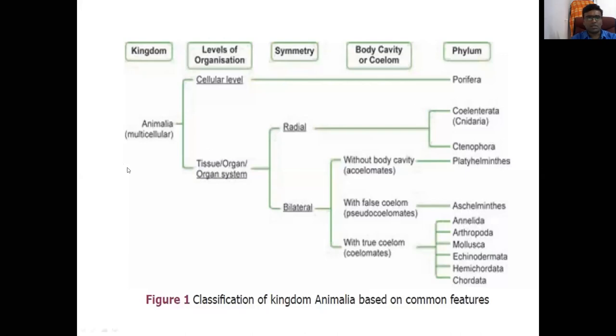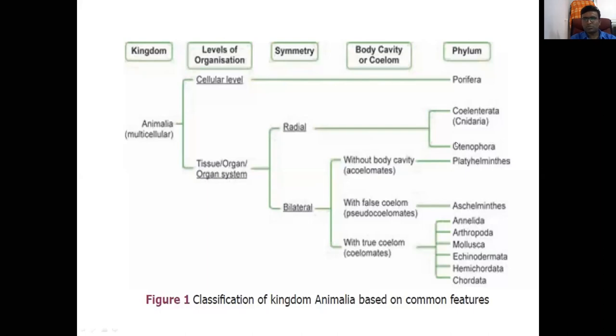So poriferans. And then the next grade of organization is either tissue grade, organ grade, or organ system grade of organization, right? Now this further organization that we have seen has been further divided into 2 types. Number one, the radial symmetry and the bilateral symmetry. So what is symmetry? The basic terminology that you should know, symmetry is the arrangement of organs around an imaginary axis. So what kind of arrangement we can see in each animal, that is what is called the symmetry. Now basically there are 2 important symmetries. One is radial symmetry and the other is bilateral symmetry.